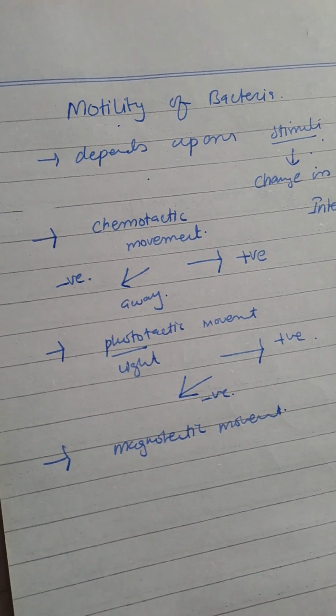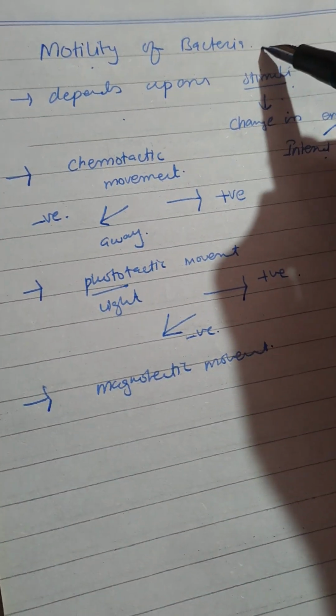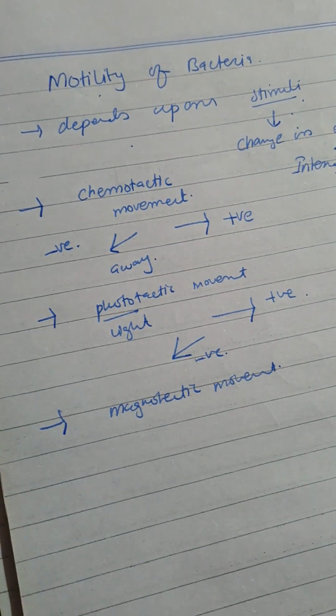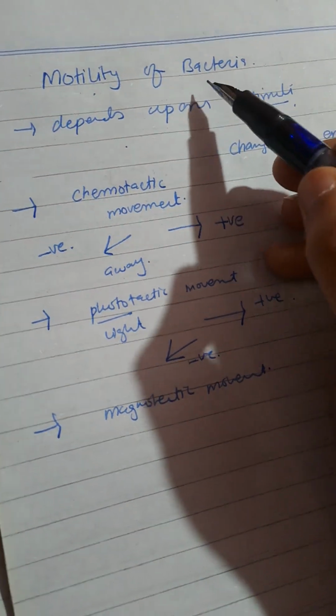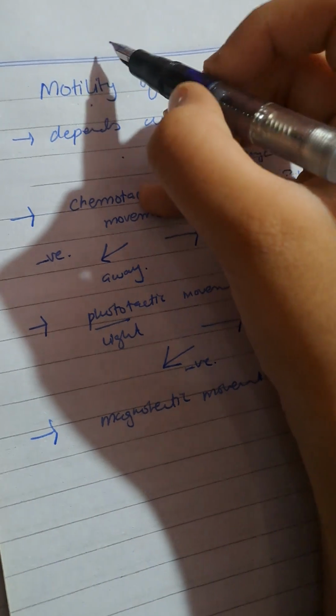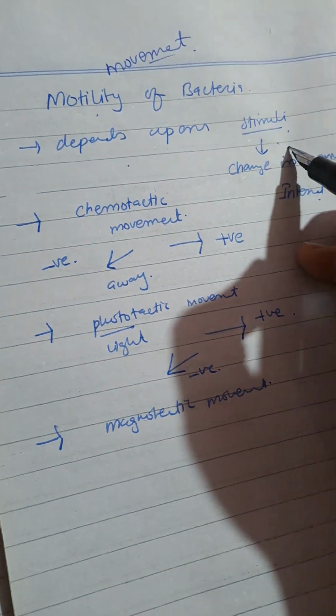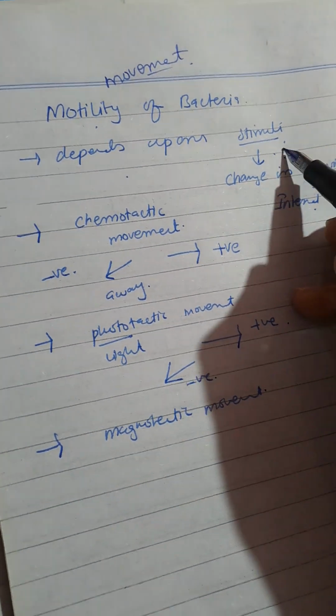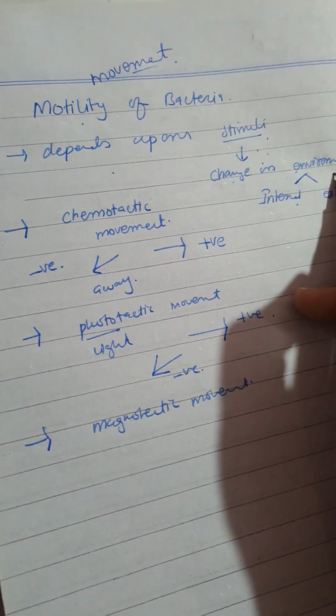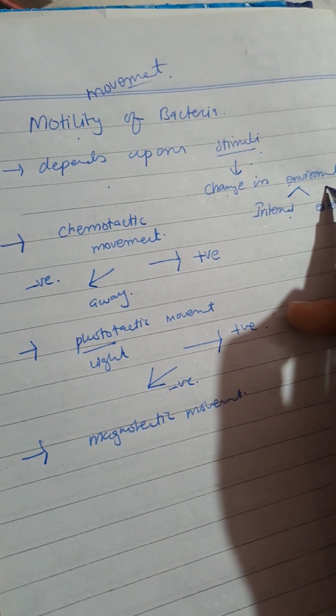So today we will talk about the motility of bacteria. Basically, motility means the movement of bacteria. This movement depends upon the stimuli or stimulus. So now, what is a stimulus? Basically, a change in environment is known as a stimulus.